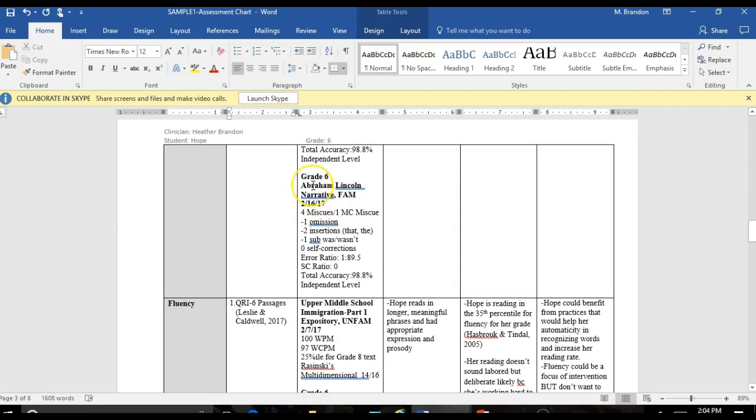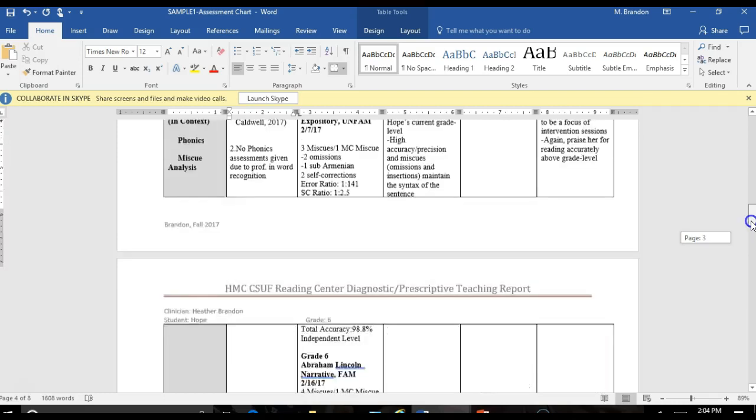Then when I did the grade 6 the next week, this was familiar, it was narrative. Probably should have started with this one, but again, she did fine on the last one. She had 4 miscues, only 1 meaning-changing miscue again. One of them was an omission, 2 were insertions, that and the. And then she substituted was for wasn't, so that was the meaning-changing miscue. No self-corrections this time. So obviously self-correction ratio was 0. Again, 98.8% total accuracy. This was independent level.